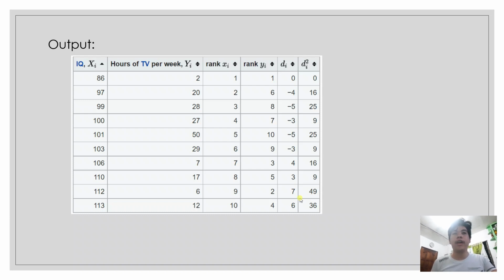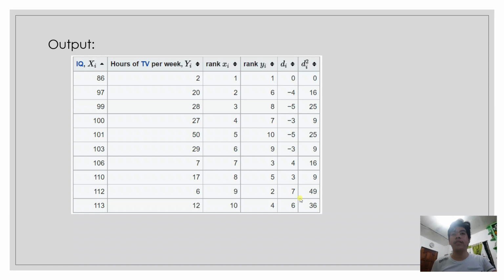In getting the d_i, we need to subtract the rank of the x variable and the rank of the y variable, and this is what we get. 1 minus 1 is 0, 2 minus 6 is -4, 3 minus 8 is -5, 4 minus 7 is -3, 5 minus 10 is -5, 6 minus 9 is -3, 7 minus 3 is 4, 8 minus 5 equals 3, 9 minus 2 equals 7, 10 minus 4 is equal to 6.